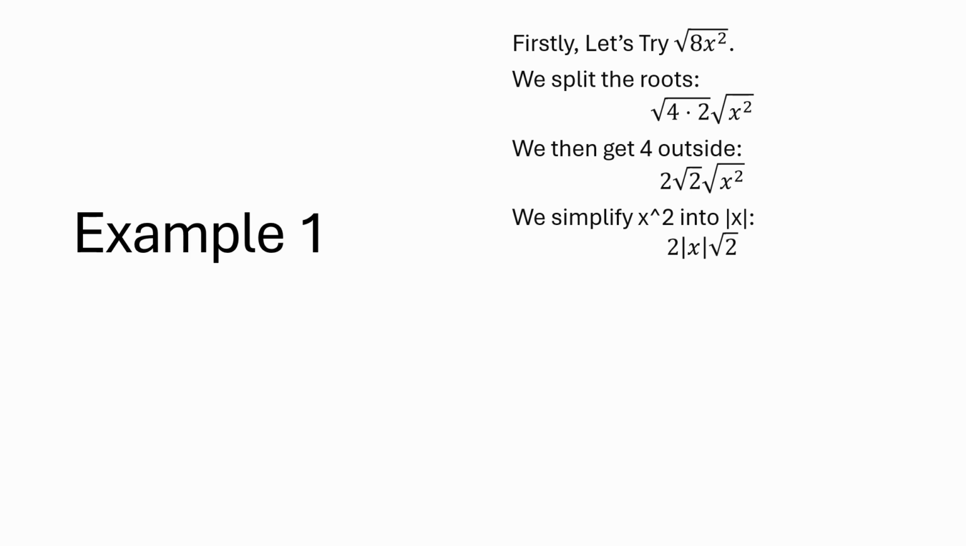Example 1. Let's try the square root of 8x to the power of 2. Let's do this old style. We split the roots: square root of 4 times 2, and square root of x to the power of 2. The square root of 4 is equal to 2 outside of the root. So it would be 2 square root 2. And then we still need to simplify x to the power of 2 inside the root. So the square root of x to the power of 2 would equal x as an absolute value. And that's why the answer would be 2 absolute value of x square root 2.